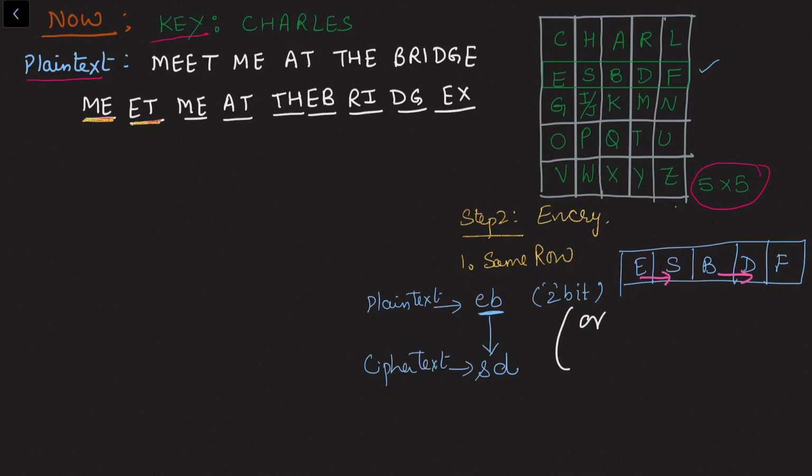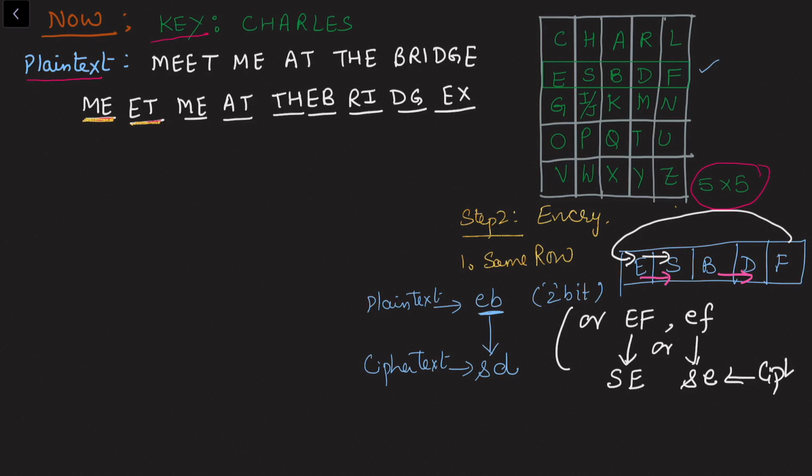Or consider another example. Suppose we want to shift this EF. As you can see, E will shift to S, but F is at the end here. So F will come back to the next, rotation wise, to E. That means E will convert to S and F will convert to E. Whether you write small letters or capital letters hardly matters at this moment. So we'll write SE. This is the cipher text, and earlier we have written this one as the plain text. That means we shift to the right. When the last block is finished, it is considered on a rotational basis.